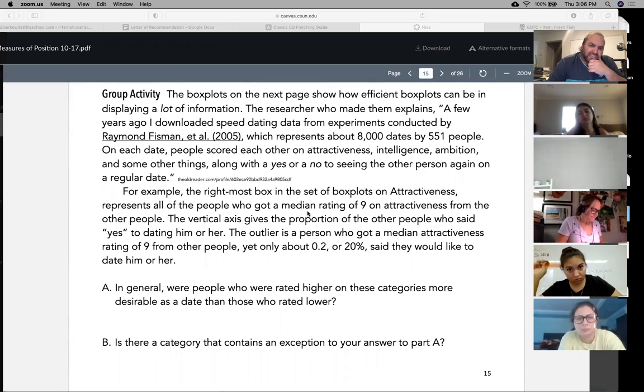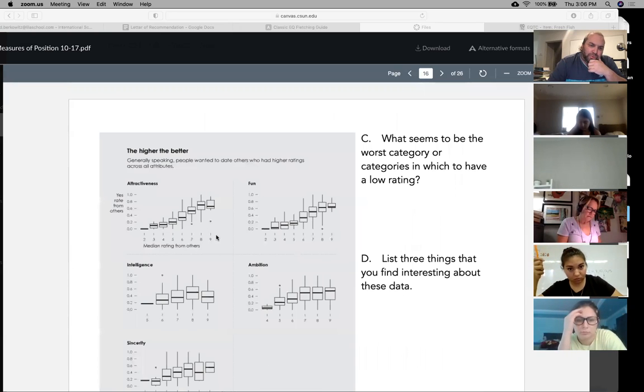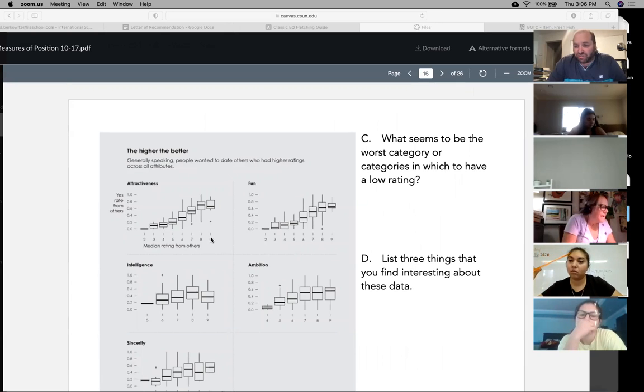The rightmost box in the set of box plots on attractiveness represents all of the people who got a median rating of 9. So this is not just one person. This is a bunch of people. Okay, there we go. So the 9 rating here is a collection of people, right? It's not one person who got a 9. Hundreds of people could have gotten a 9, right? There's a lot of people in here.